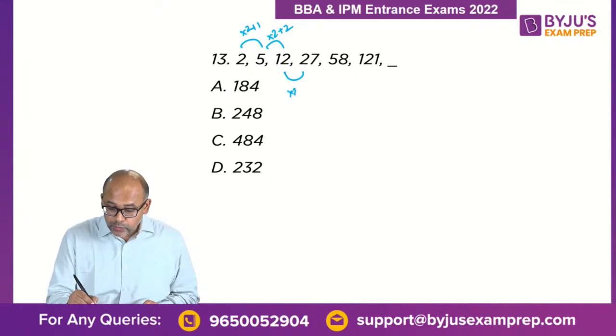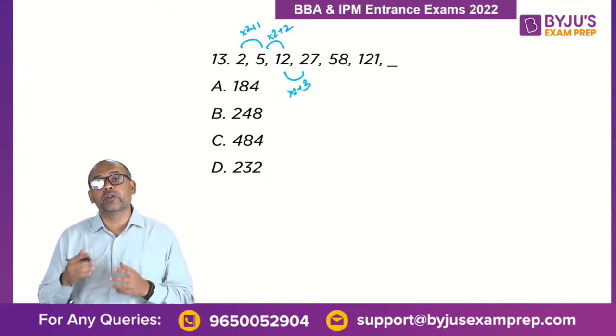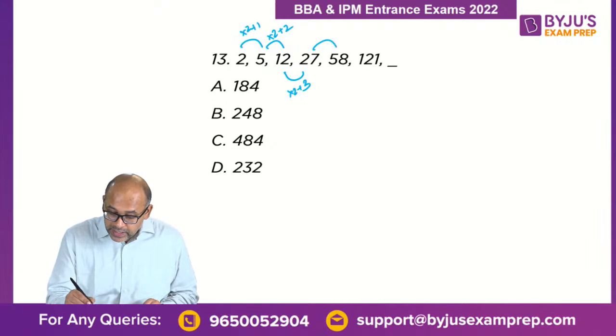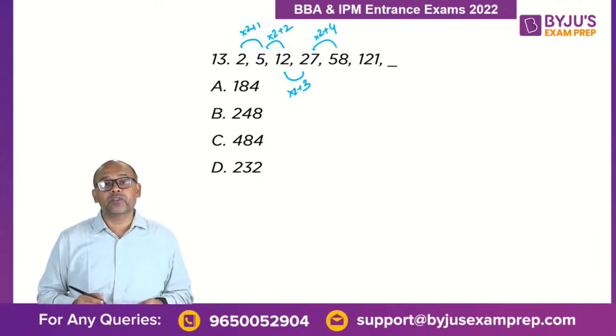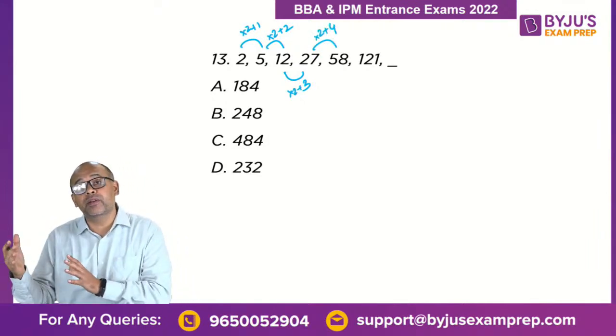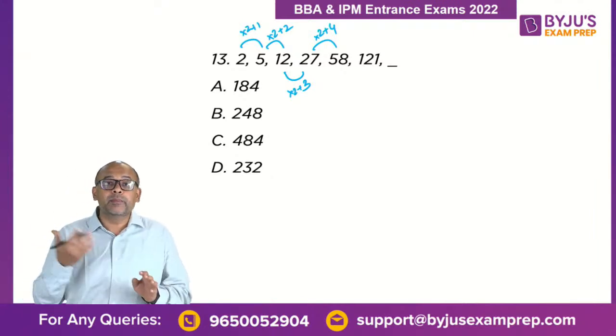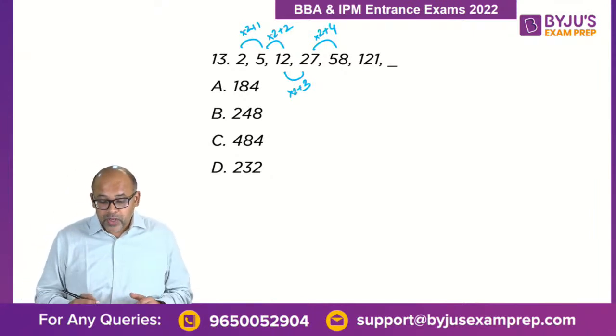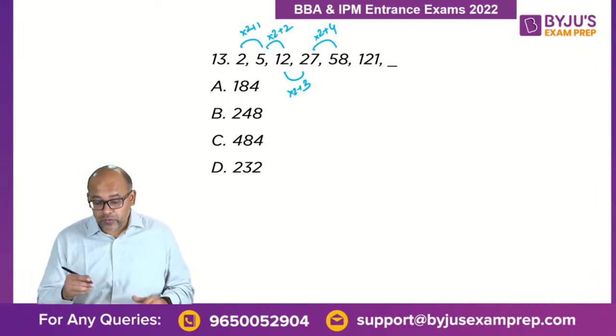Again into 2 plus 3. So 12 2s are 24. 24 plus 3 is 27. Again into 2, but now this time plus 4. So you are increasing the addition by 1 every time, but multiplication is always by 2. That's the logic. So 27 2s are 54, plus 4 is 58.